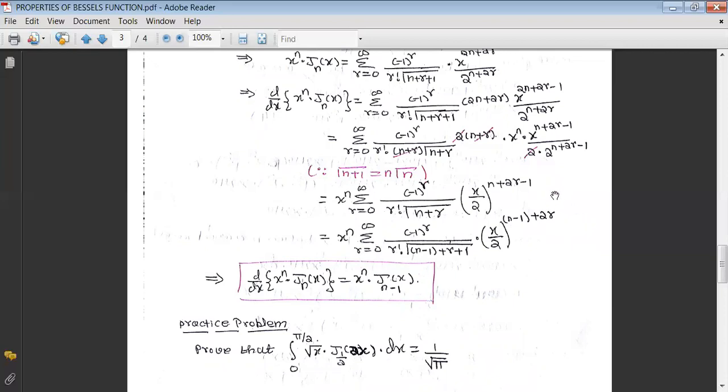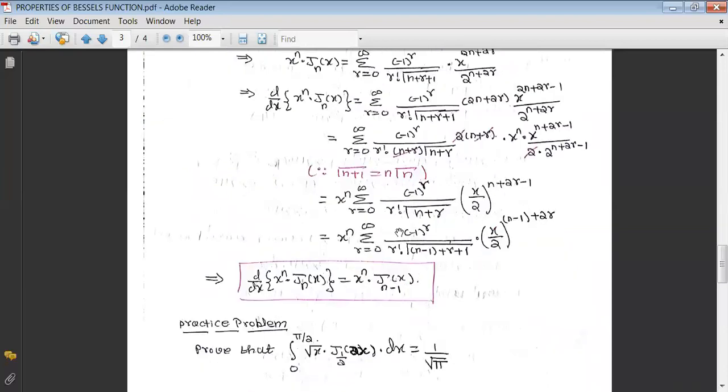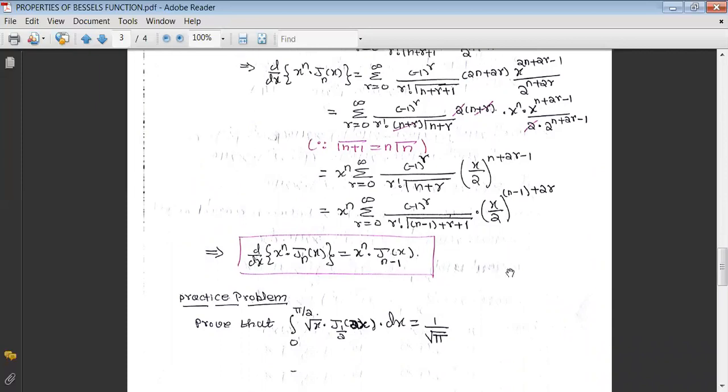Once you look at this expression, this is an expression for Jn of x, just n is replaced by n minus 1. That's why we can write it as J n minus 1 of x. Therefore, this will be the required result, that d by dx of x raised to n into Jn of x is given by x raised to n into J n minus 1 of x. That will be the required result.